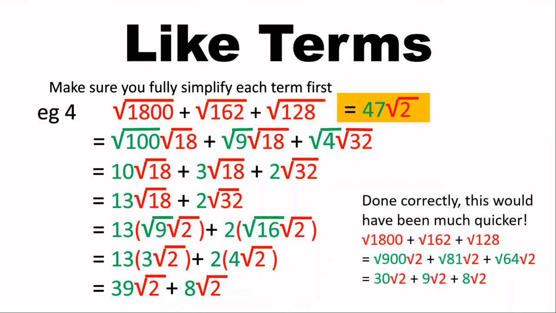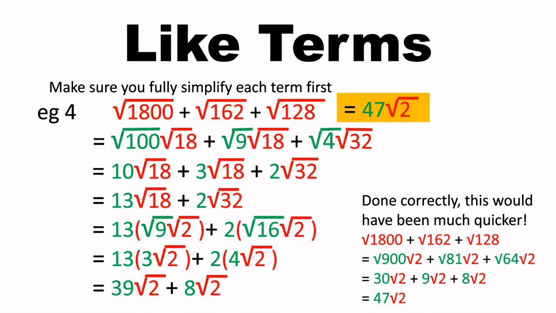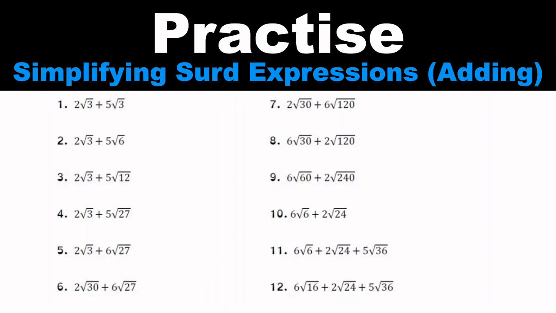And the square root of 64 is 8. 30 plus 9 plus 8 gives us the 47. And they all have the same irrational part, so it's 47 root 2. See how much easier that was? So that just goes to show that it definitely does pay off to stop and think before you get started. Let's get on to the practice now.